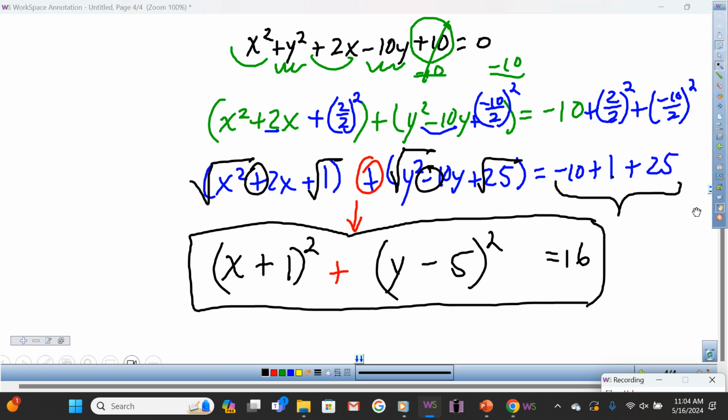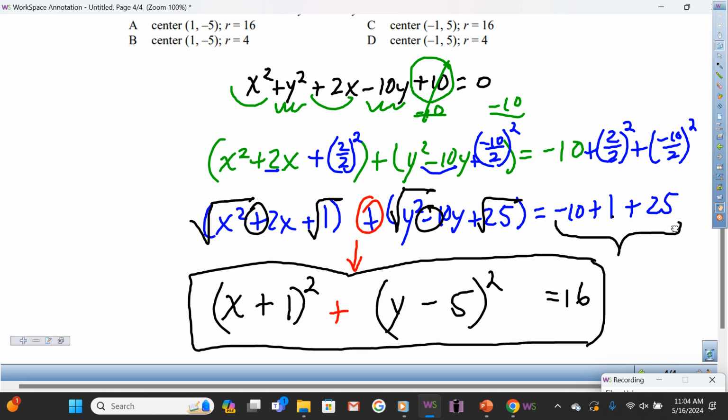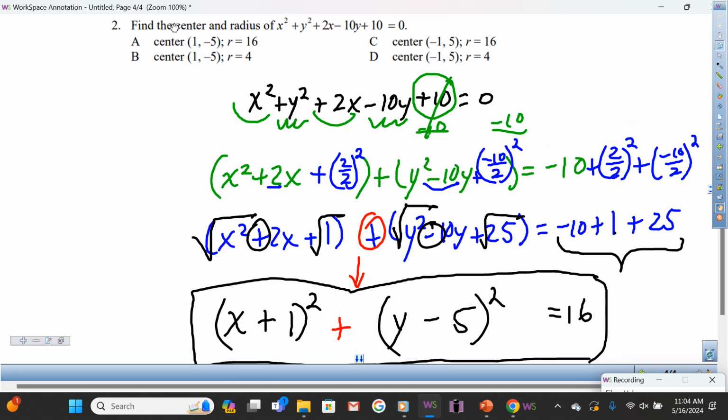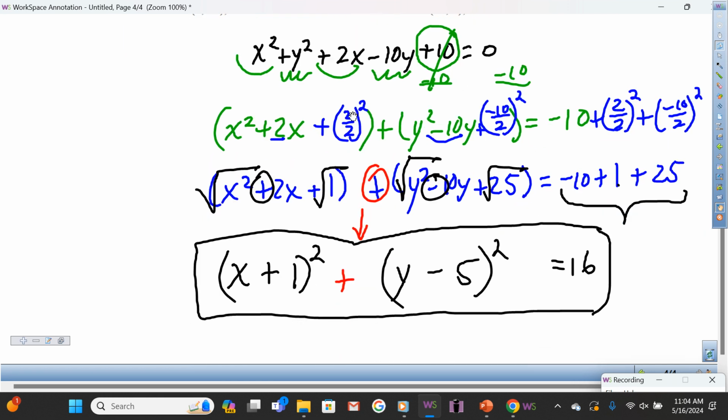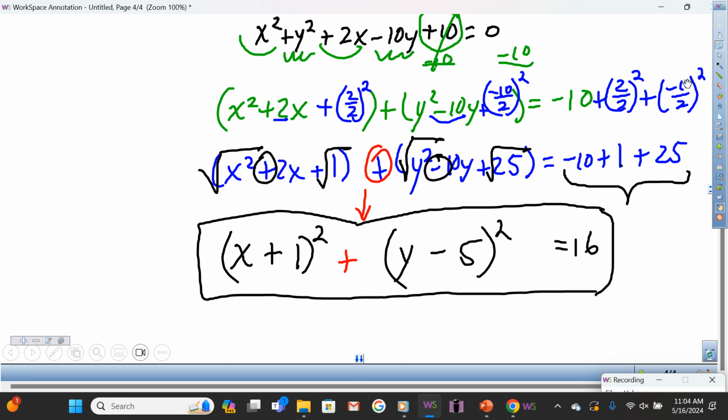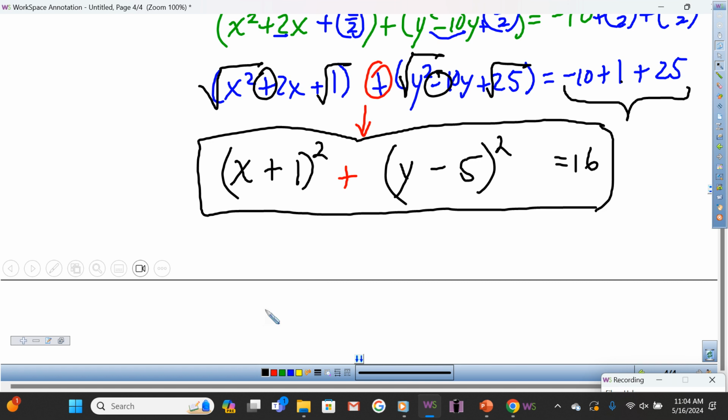Now, do they give us any of those options? Let's see. Oh, they're asking, what is the center and radius? So let's see. From here, remember what we would do from here? I would say, find the center and the radius. Tell your neighbor what you did to find the radius and what you did to find the center. What is the center?